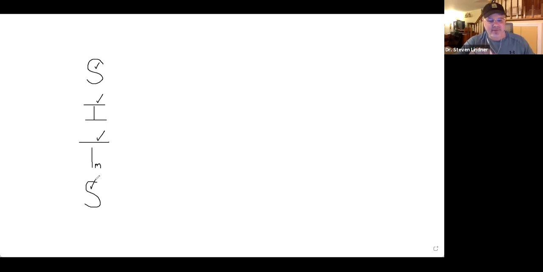And I want to show you, if I do S, I, T, S. So here's the SITS muscles. Again, it stands for supraspinatus, infraspinatus, teres minor. I'll put a little M here for minor. And then we have the subscapularis, right?